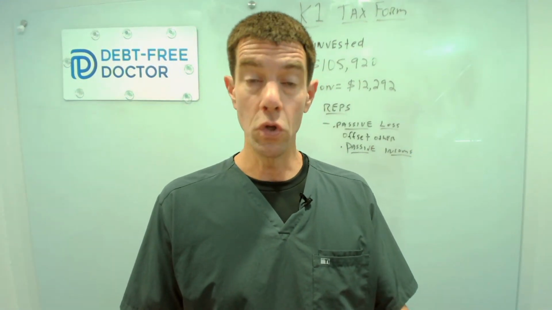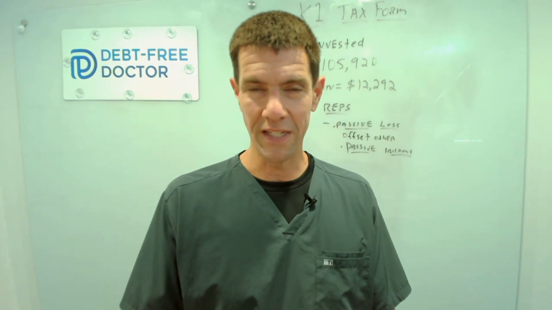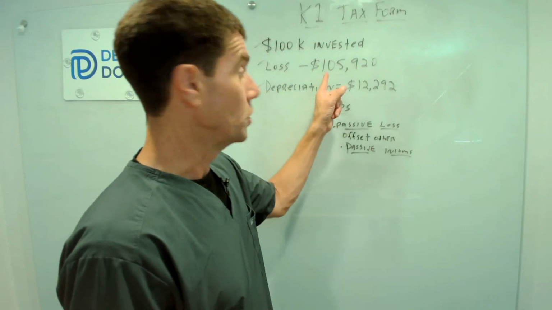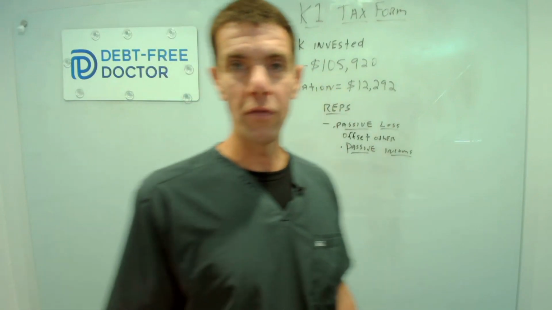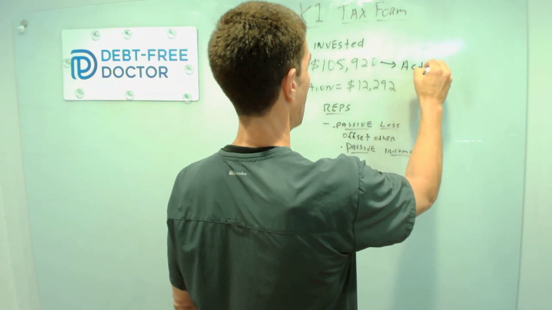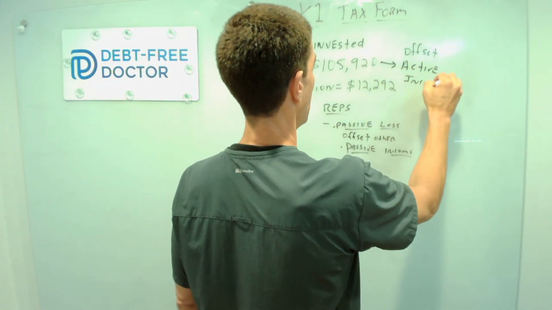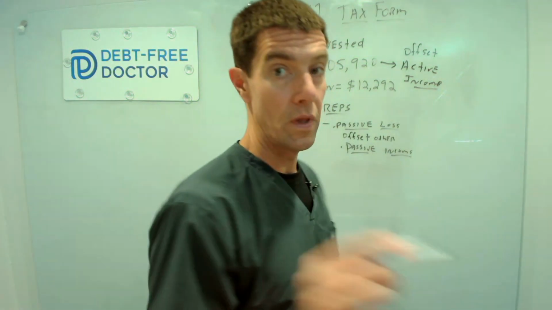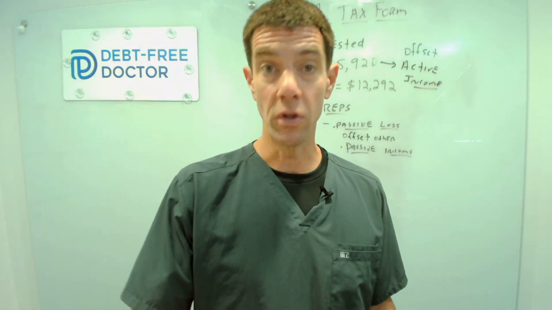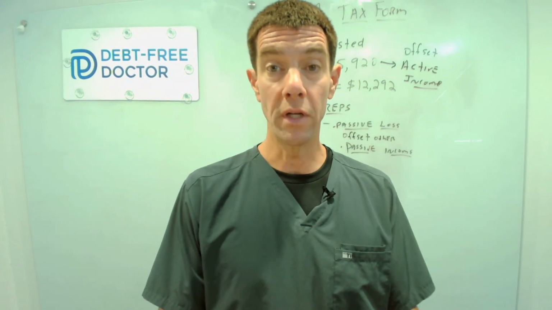Okay. So if you or your spouse qualify as a real estate professional, you may be able to use that 105,920 to offset your active income. That, my friend, is the game changer. Active income like W-2 income or 1099 income or income from your dental practice.